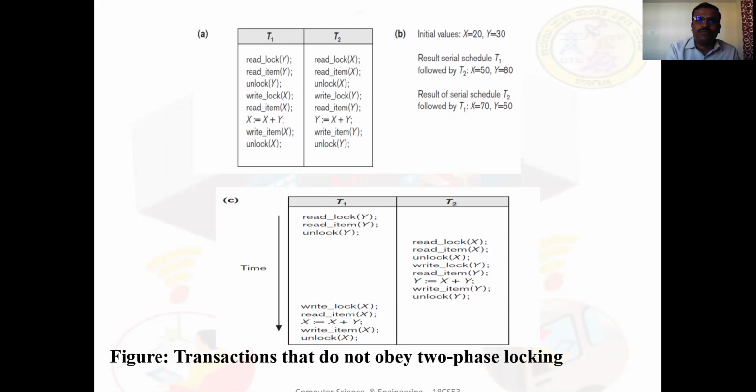Write item Y. Y is equal to X plus Y. 50. Y is 50. Then transaction T1. Read_lock of Y, read item Y. What is Y here? 50. Unlock of Y. Write_lock of X, read item X. X is 20.